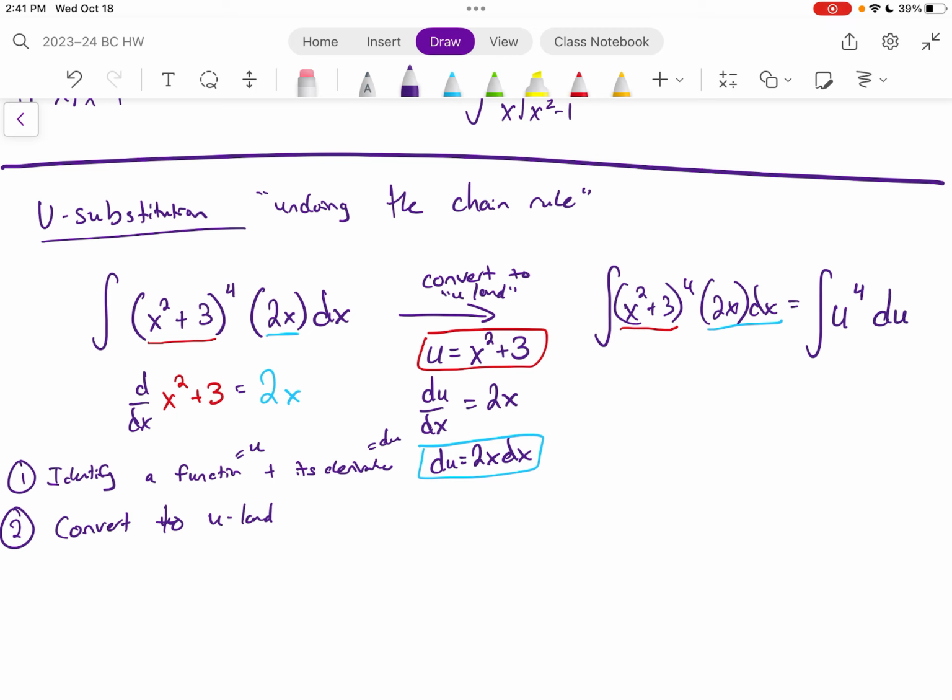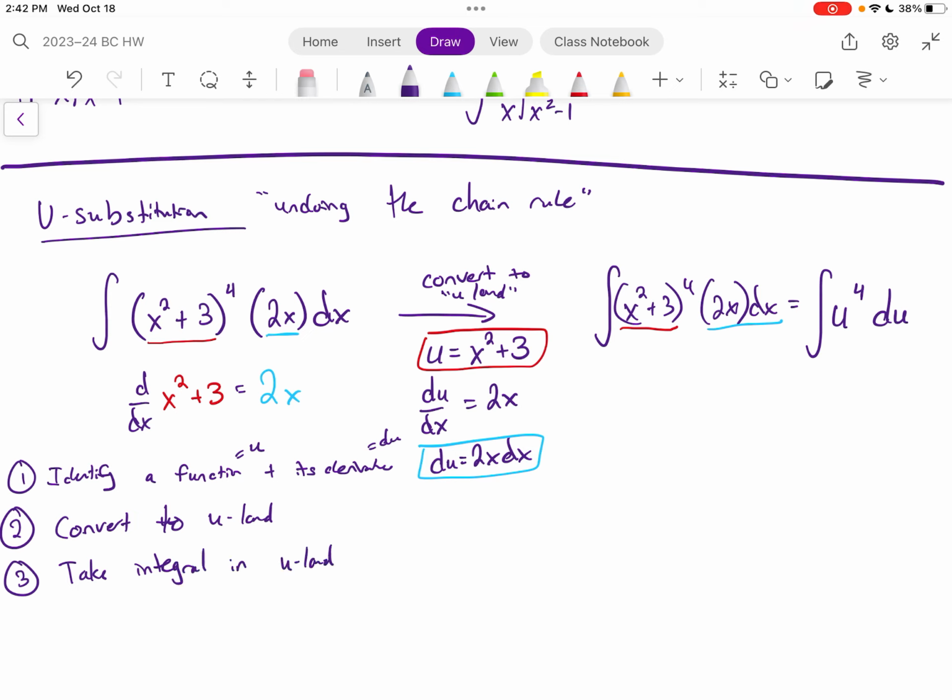You should pause the video if this is confusing to you and rationalize that I can just rewrite this whole expression in terms of u. This thing here, x squared plus 3, is u. Right, (x squared plus 3) to the fourth is u to the fourth. And 2x dx, that is just du. Okay, I'm going to now take the integral. So step 3 would be take the integral in u-land.